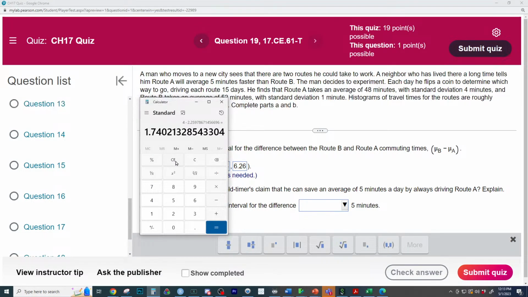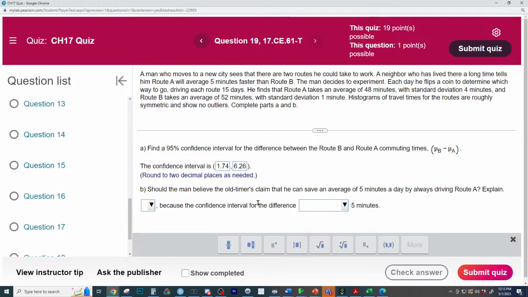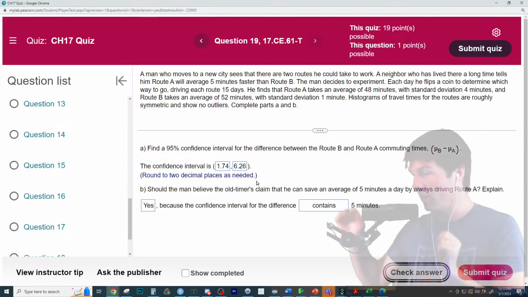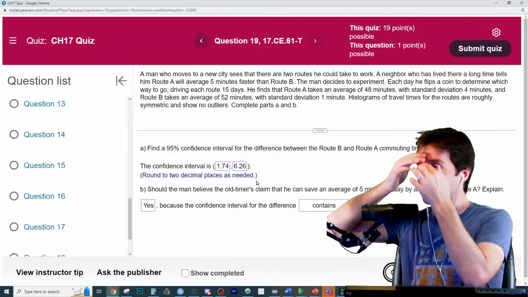And 4 minus 1.74. Should the man believe the 5-minute claim that he'll save 5 minutes driving Route A? Yeah, he should, because it's contained in the interval. Yay! We're back on a roll right there. Thank you, Jesse. Also confirming the answer and Scholar confirming it too.